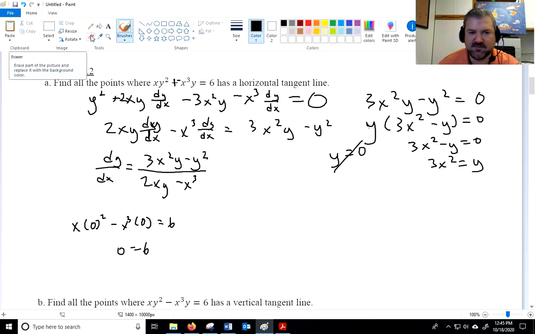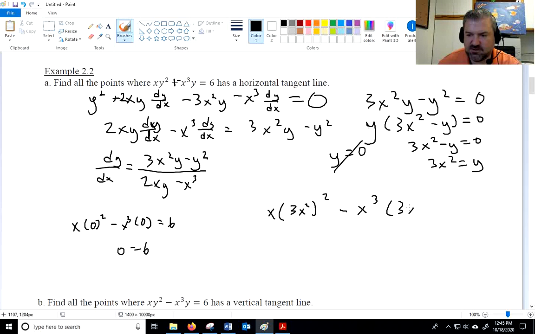That's apparently not the case. So let's try this next one. We're going to let y equal 3x squared. So I have x times 3x squared, and then that's squared. And then I have negative x cubed times, again, 3x squared equals 6.